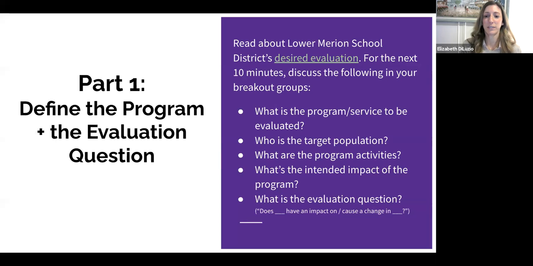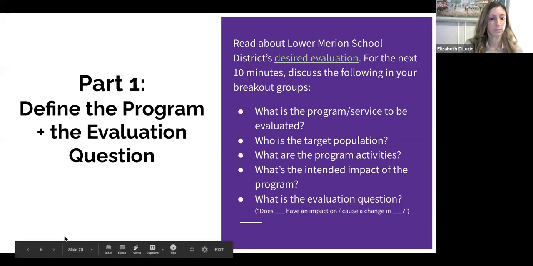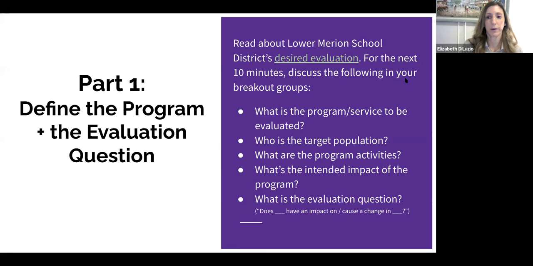Anybody else have a different kind of evaluation question? No, sorry. Okay, good. So we'll move on, but we're going to keep revisiting Lower Merion. So we're going to keep building on this. So now that we've identified an evaluation question, and if your group didn't, we can use that one as we move forward.